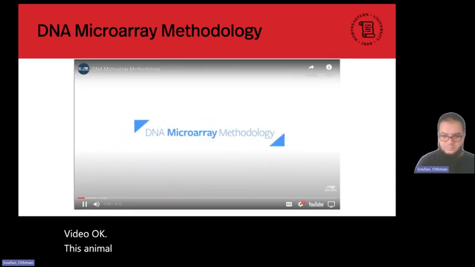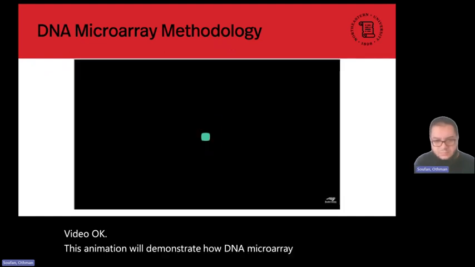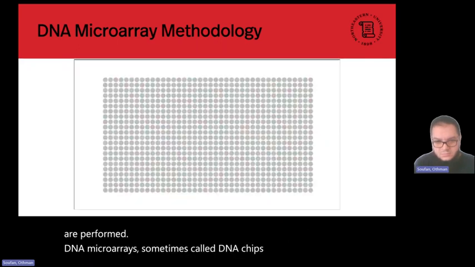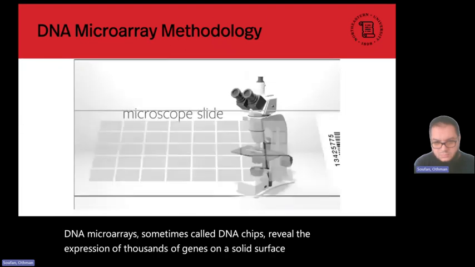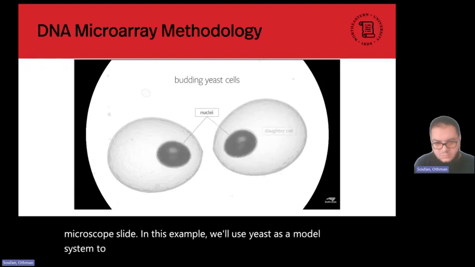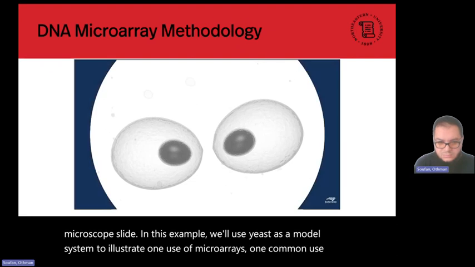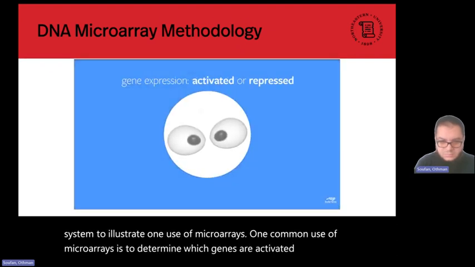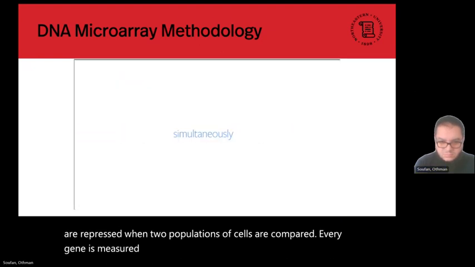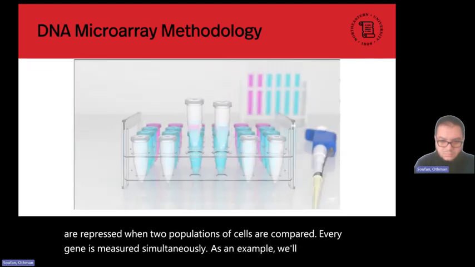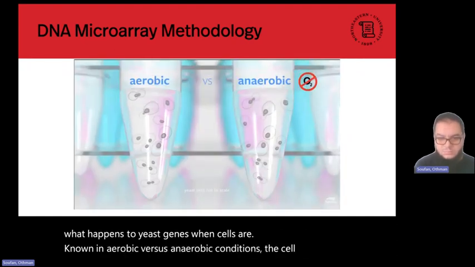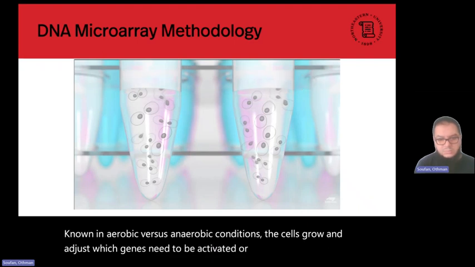This animation will demonstrate how DNA microarray experiments are performed. DNA microarrays, sometimes called DNA chips, reveal the expression of thousands of genes on a solid surface, such as a microscope slide. In this example, we'll use yeast as a model system to illustrate one use of microarrays. One common use of microarrays is to determine which genes are activated and which are repressed when two populations of cells are compared. Every gene is measured simultaneously. As an example, we'll compare what happens to yeast genes when cells are grown in aerobic versus anaerobic conditions. The cells grow and adjust which genes need to be activated or repressed in order to survive.